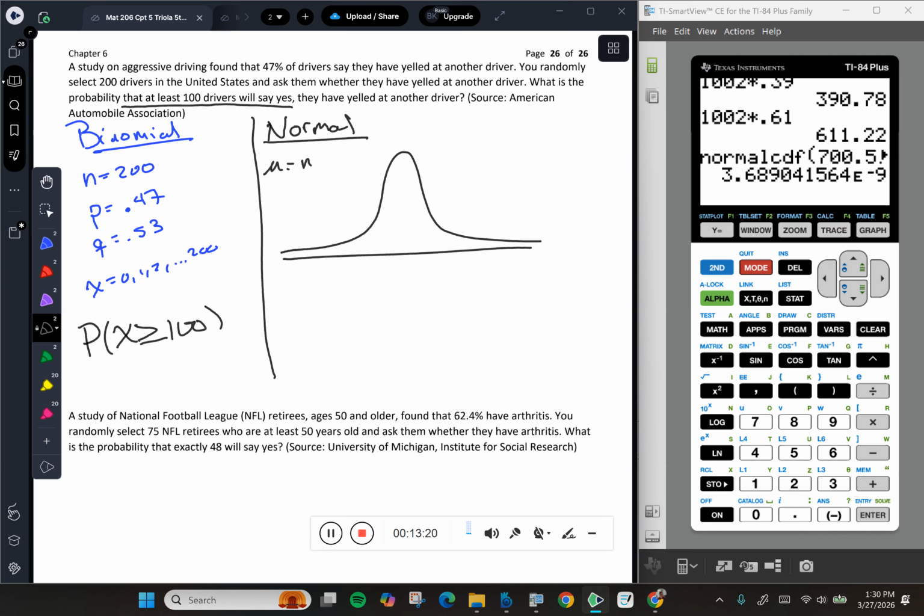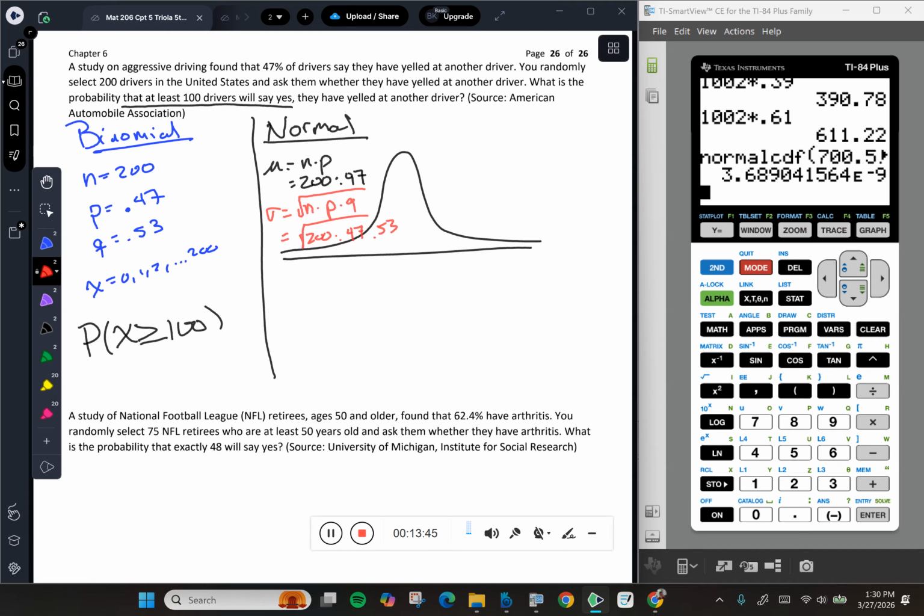Well, my mean is always n times p. In this case, that's going to be 200 times 0.47. And I need a standard deviation. My standard deviation is always the square root of n times p times q, which in this case is the square root of 200 times 0.47 times 0.53.